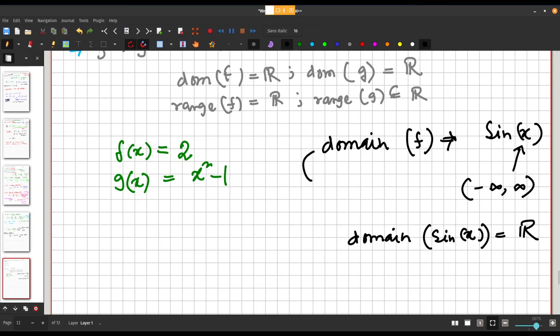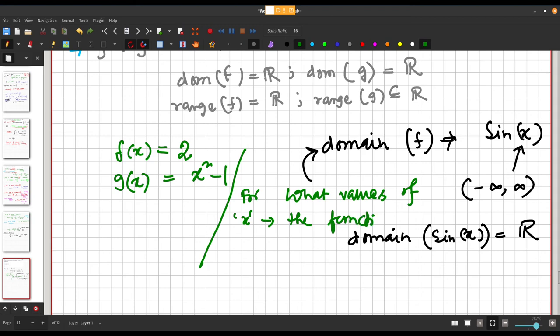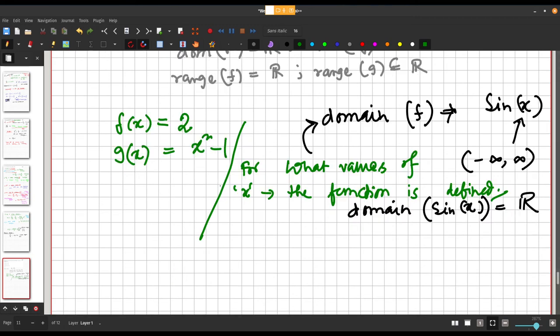So the domain is actually considering for what values of x, or the input of the function, the function is defined. Okay, so similarly, what will be the range of this same sine function? Range actually tells us what values the function can take, and we all know that sine x has a value between minus and plus 1. So this range of sine x will be minus 1 to plus 1.